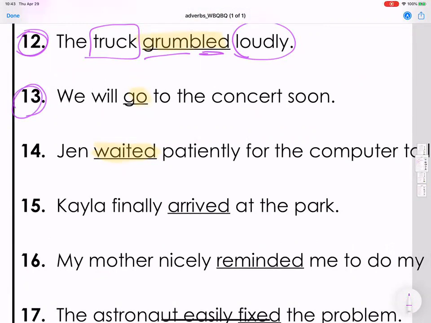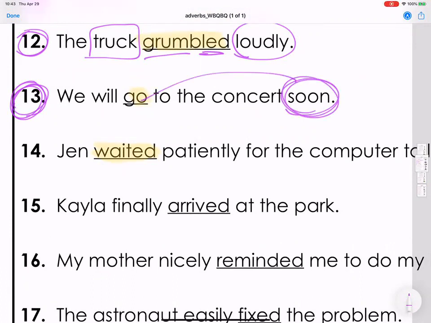Natmani, yes, okay. Could you read number 13 for us? We'll go to the concert soon. Thank you so much. So what is our adverb here? Soon. Okay, soon. Good. Yes, it's all the time, right?